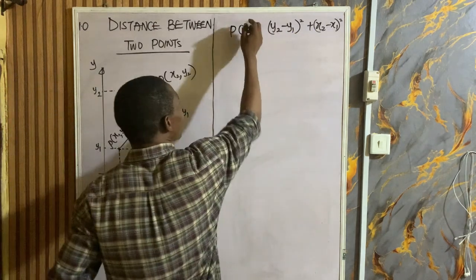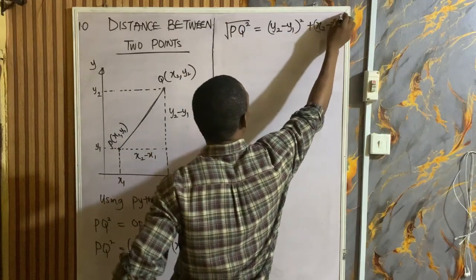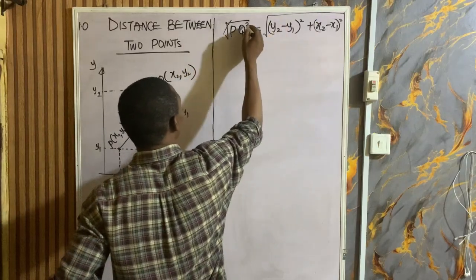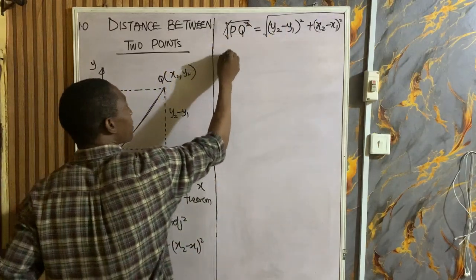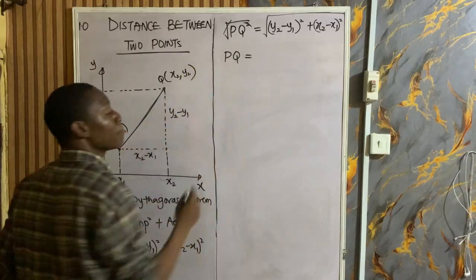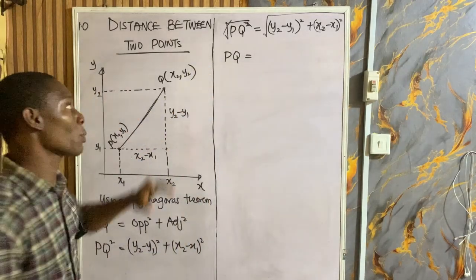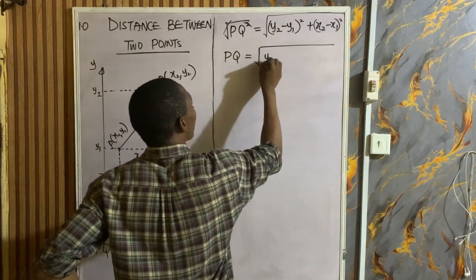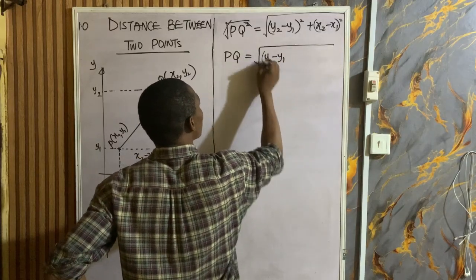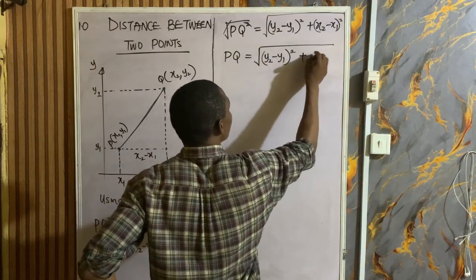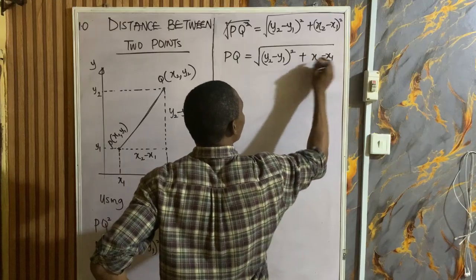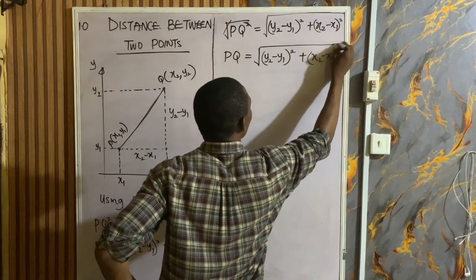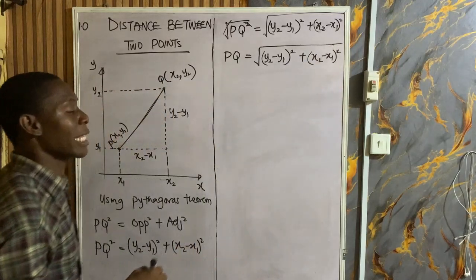Let's take the square root of both sides now. Square root here and square root here. The square root cancels out the square, remaining PQ. And simply we're looking for PQ, the distance between P and Q. So it is equal to the square root of y2 minus y1 all squared plus x2 minus x1 all squared. So that's the distance between P and Q.